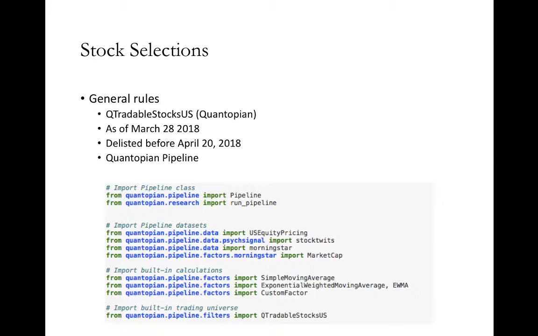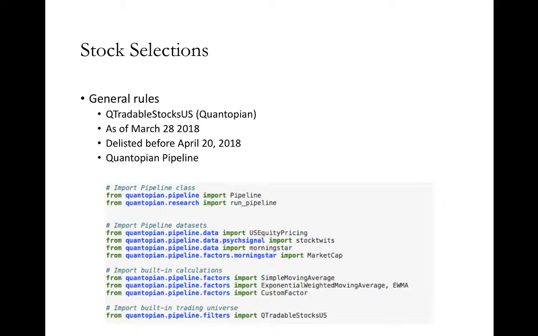We use a predefined universe, Quantopian tradable stocks universe US, which has the following specific limits. Market cap must be over $350 million. Median dollar volume must be over $2.5 million over the trailing 200 days. And close price of prior day must be more than $5, and no missing data for the previous 200 days.